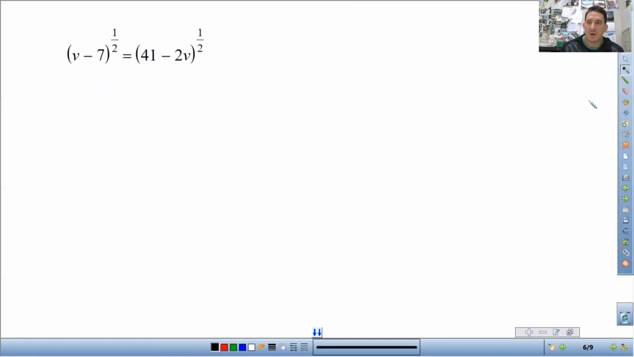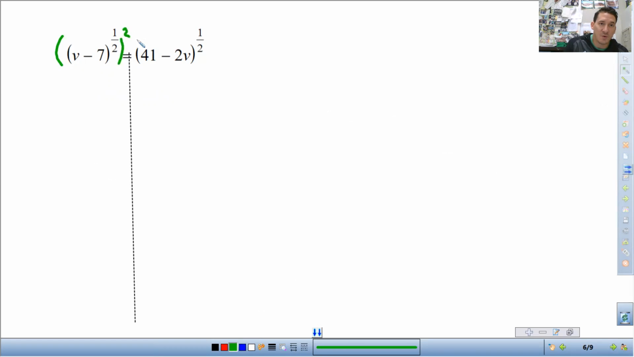Next problem, so similar. We just have those 1/2 power. So just remember, that's the same thing as a square root. The opposite of a square root is to square it. So I'm going to square both sides. The square and the square root cancel out. So all I have left is b minus 7 is equal to 41 minus 2b.